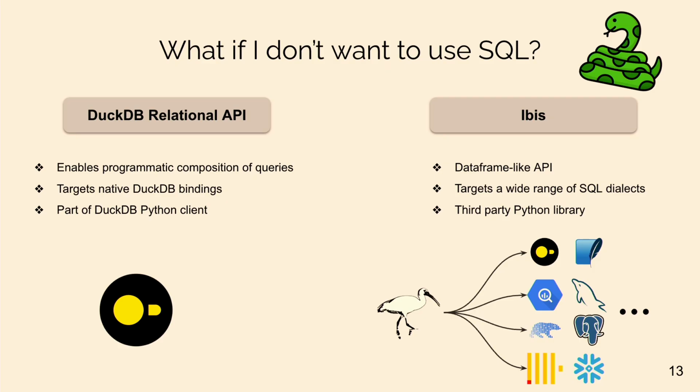DuckDB has this relational API, which we've already explored briefly, but it's worth stressing that it's an alternate way of actually using those same processing engines under the covers. It's built into the DuckDB client, and it's also super convenient. But it doesn't have the full ergonomics of working with a data frame. So DuckDB also supports Ibis.